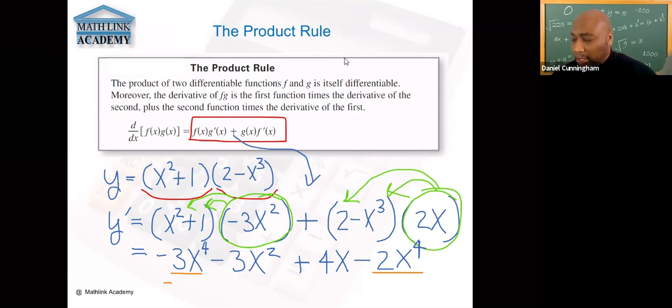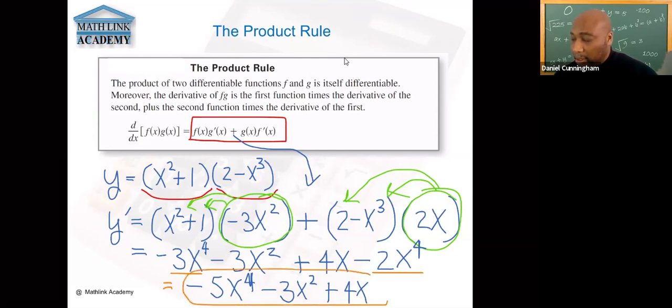And so our answer will equal, once we combine those two numbers, we're going to look at the coefficients, -3 and -2. We're going to add them together. That gives me a -5x to the fourth minus 3x squared plus 4x. And there are no other like terms, so I am going to circle this. And that will be my answer of y prime using the product rule.